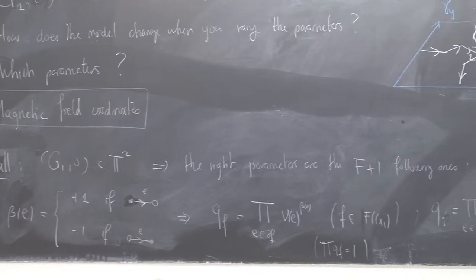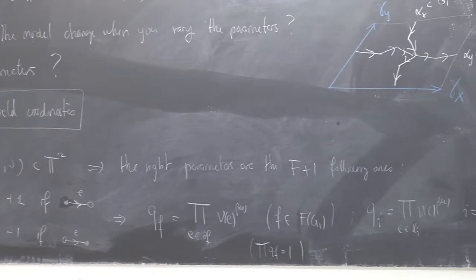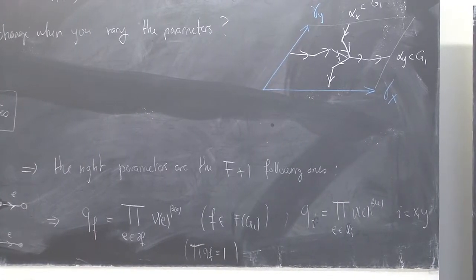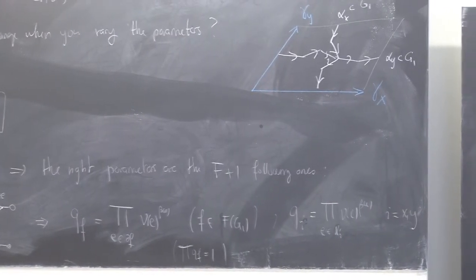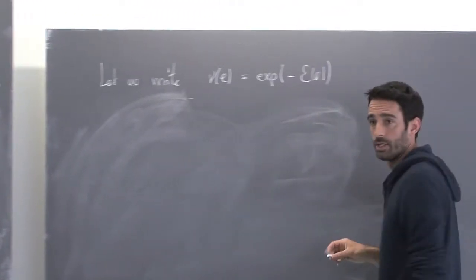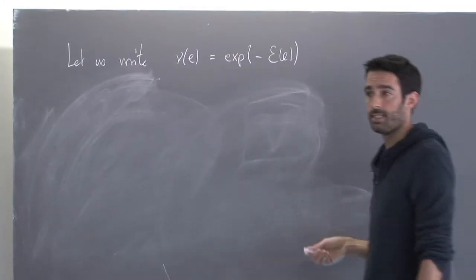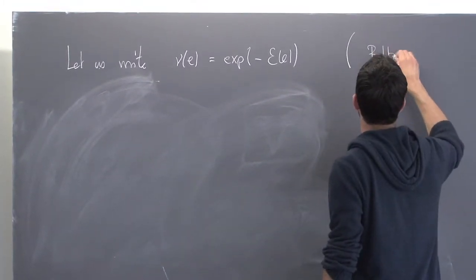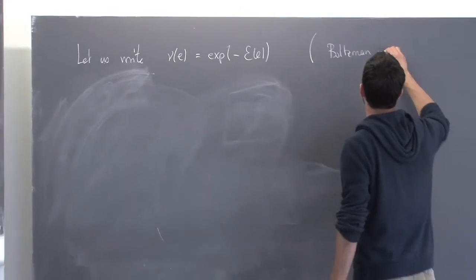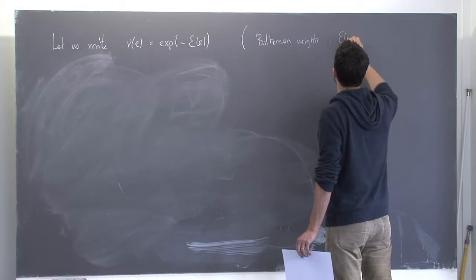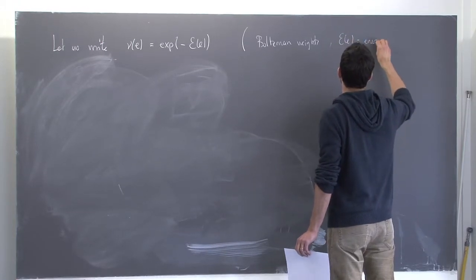Now let us write, instead of mu of E, the exponential of minus the energy of the edge. That's just another way to parameterize these edge weights. You know that these are these Boltzmann weights. It's the energy.